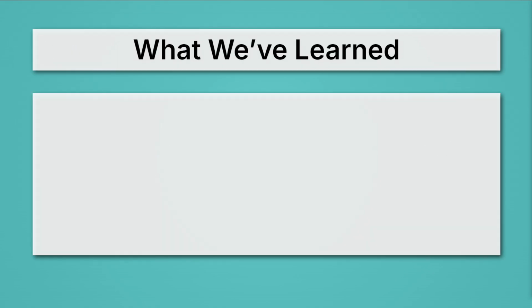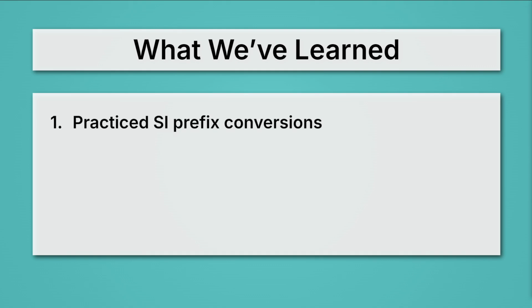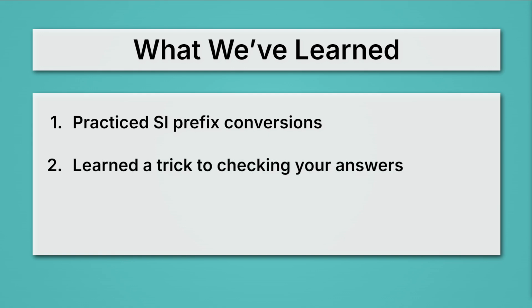Let's review what we've learned. We practiced SI prefix conversions, where we saw that we would move decimals around to go from one SI prefix to another. Then we learned a trick to checking your answers. We saw that if you're going to a smaller unit, your number has to get bigger. And if you're going to a bigger unit, your number has to get smaller. Lastly, we practiced unit conversions.